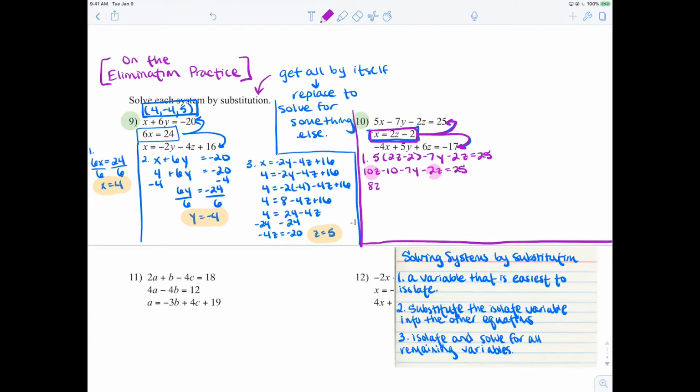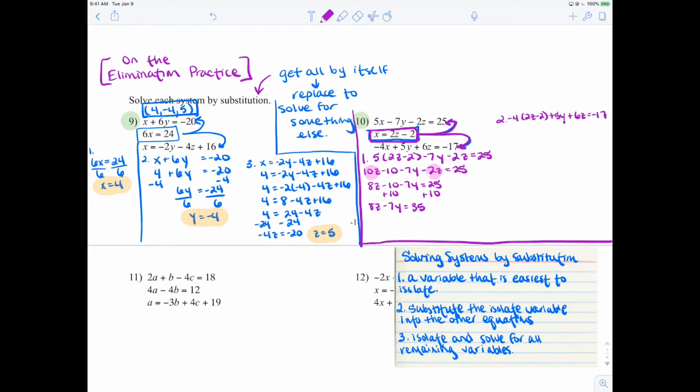So 8z minus 10 minus 7y equals 25. And then we'll get all of our variables on one side in standard form for that first equation. And then the second thing we will do is we will substitute it into the last equation. So negative 4 times 2z minus 2 plus 5y plus 6z equals negative 17.